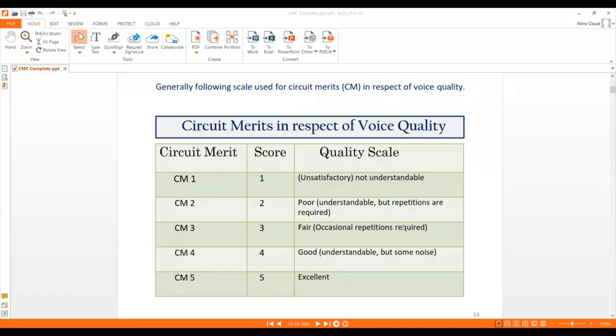Next, score 3, CM3. This is fair, meaning occasional repetition. You are good with the voice, good with listening, but sometimes repetitions are required. When it comes to score 4, good, but some noise is present, like external noises or internal noises due to a problem in the mobile unit or in the traffic of the signal coverage. When the score is 5, we say that voice quality is excellent, meaning there is no need for any repetition.